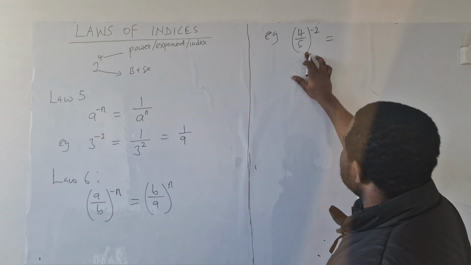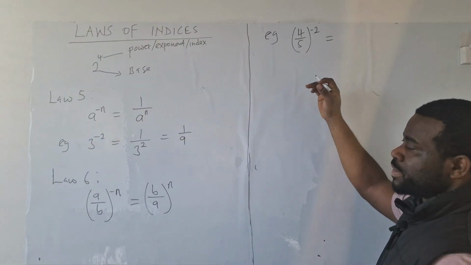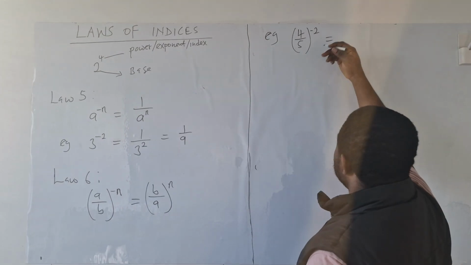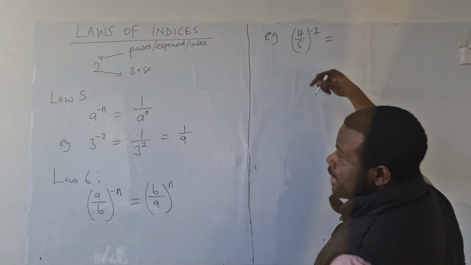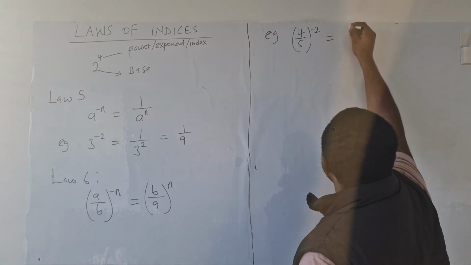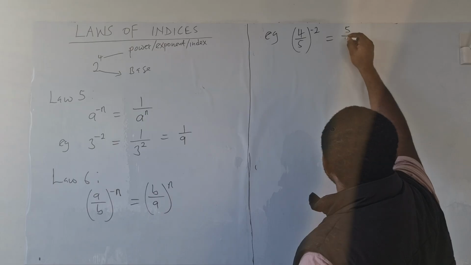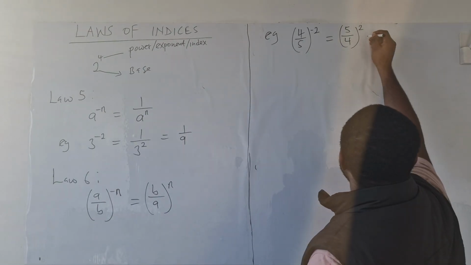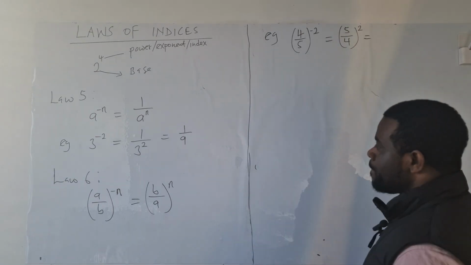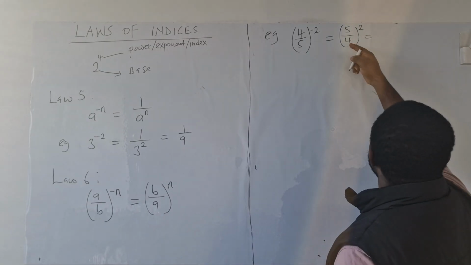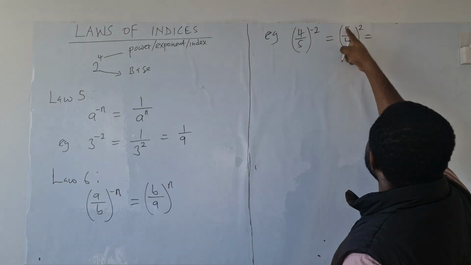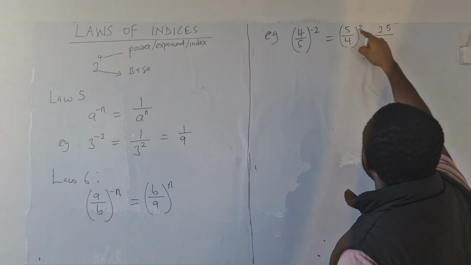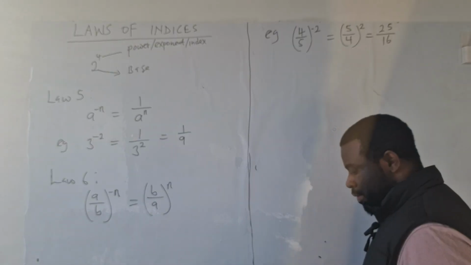In order to be able to calculate this expression with ease, we must change the negative power into a positive power. To do that, just interchange both the numerator and the denominator, and the negative power becomes positive. So the denominator goes up, the numerator comes down, and the power now becomes positive. Once we have a positive power, we can now deal with this one. We are going to have 5 raised to the power 2, that will give us 25, and 4 raised to the power 2, that will give us 16.